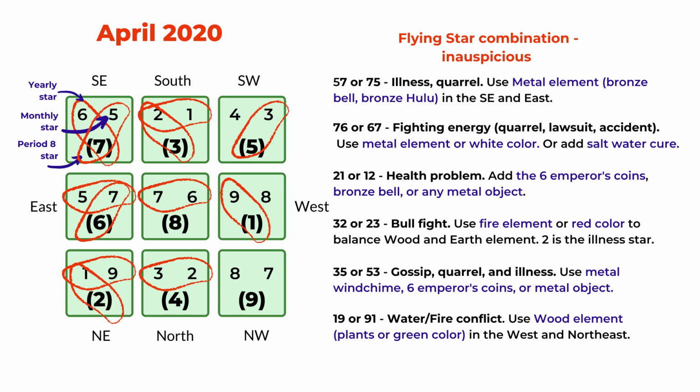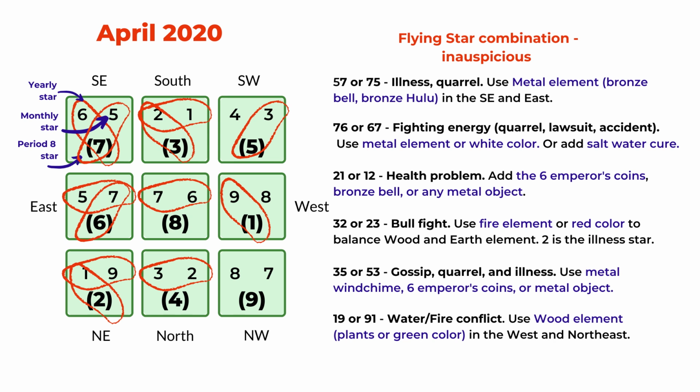And the number 5 star, the 5 yellow, flies to the east this year. So we have to be careful about the east location. Try not to have any construction here this year, so we don't disturb the energy of the number 5 star.